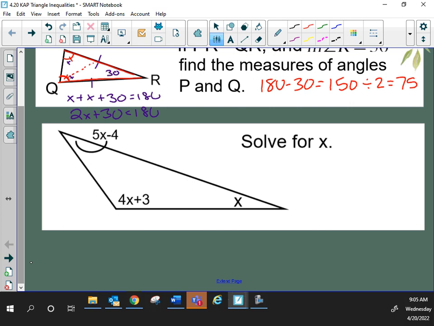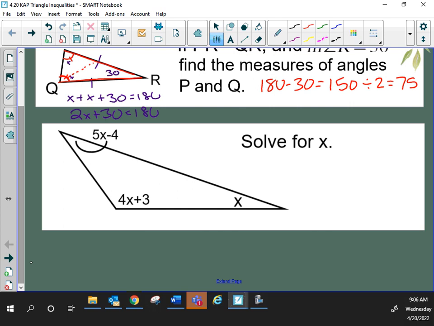So what I did was 5X plus 4X, and got 9X. Then I added the other X and I got 10X. And then the negative 4 plus 3, I got a negative 1. Then I did 10X minus 1 equals 180, and then I solved that. So I'm going to catch us up to where she's at. She's doing exactly what you need to do.